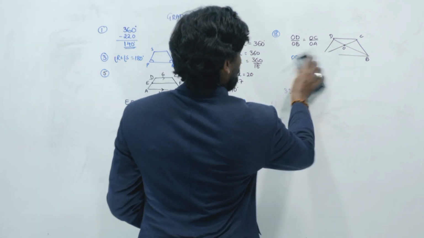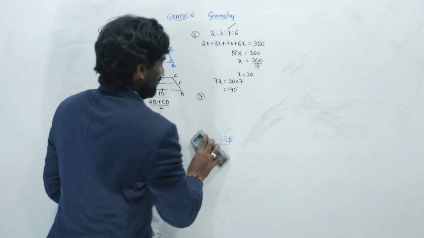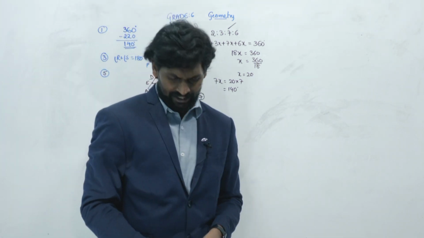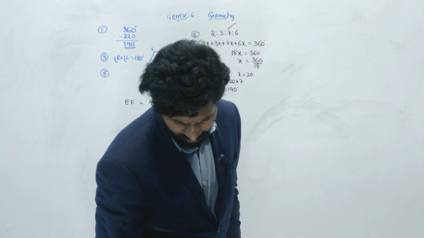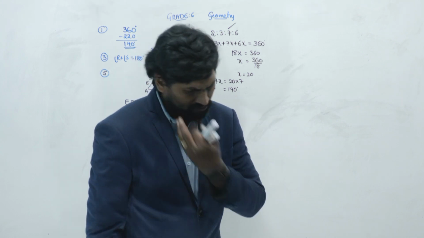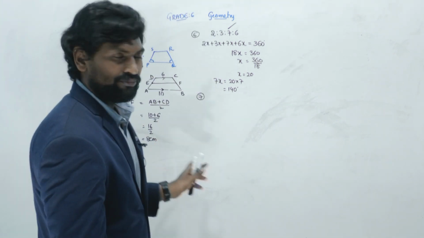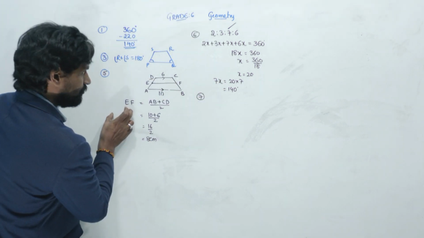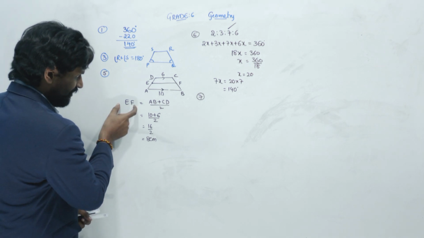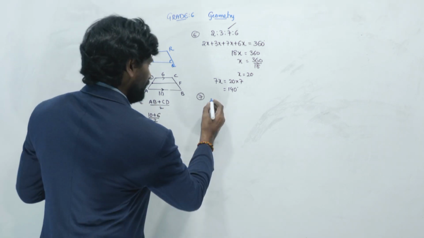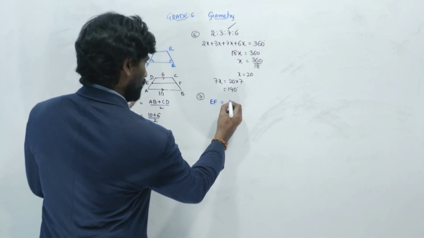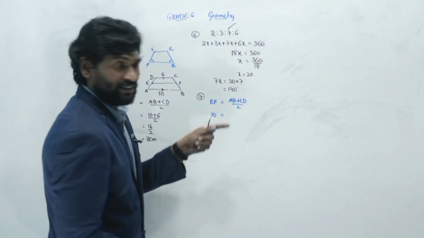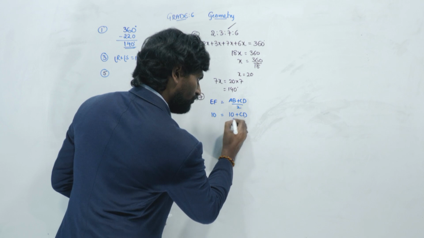Now let us move on to the problem number 7. The problem number 7 is given that if E and F are the midpoints of the non-parallel sides of the trapezium, then find the value of CD where EF value is given as 10 centimeters. Same problem, same question is given, but EF is given, CD is not given. So same formula I am writing, that is EF is equal to AB plus CD by 2. EF value is 10 given, AB value is also 10. We need to find CD.